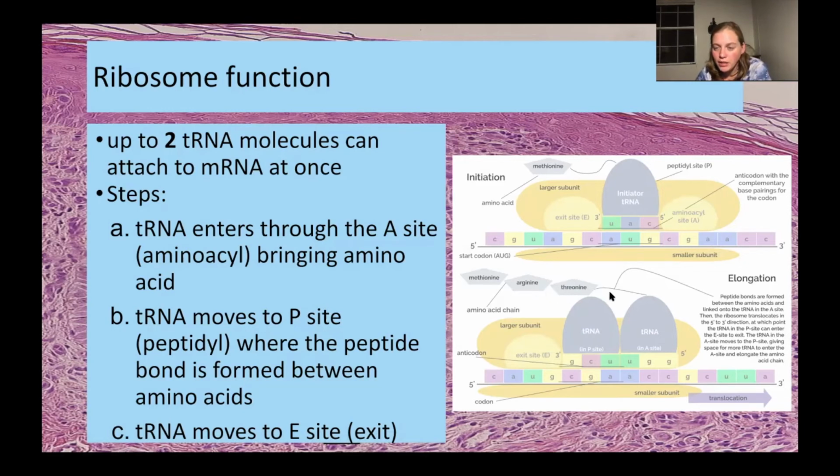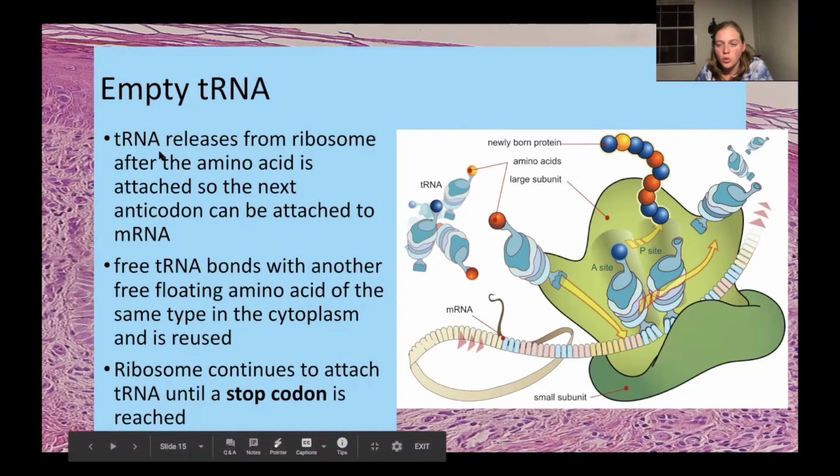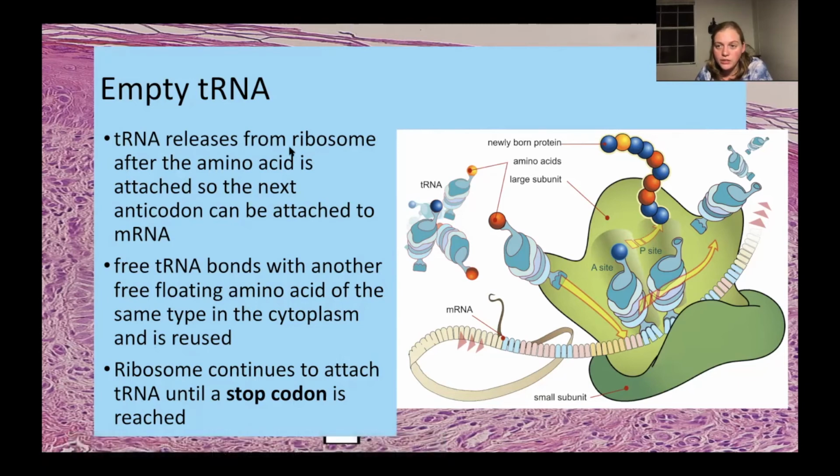Once this peptide bond is made, the tRNA is free of this amino acid, and it's going to leave immediately through the E site, or the exit site. Once this empty tRNA is released from the ribosome, its amino acid has been used. It's going to go out to the cytoplasm, and it can then find the same type of amino acid that it just dropped off, and it can be reused again as needed.